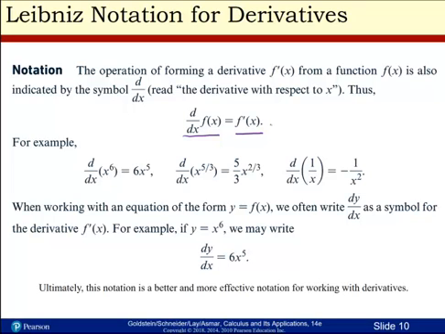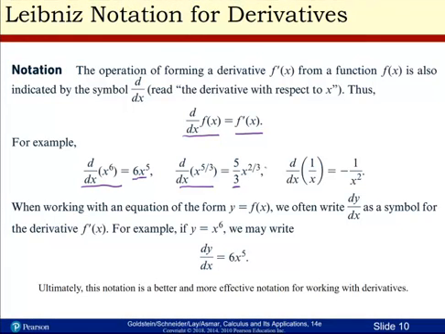Now, for example, if I'm going to take the derivative of x to the 6 with respect to x, I drop my 6 and subtract 1, and I get 6x to the 5th. Next example, the derivative of x to the 5/3 with respect to x: drop your 5/3, subtract 1 from 5/3, and I'll get 2/3. So 5/3 x to the 2/3. The derivative of 1 over x with respect to x, I could say that is x to the -1. I drop my -1, subtracting off 1, I would get -1 times x to the -2.